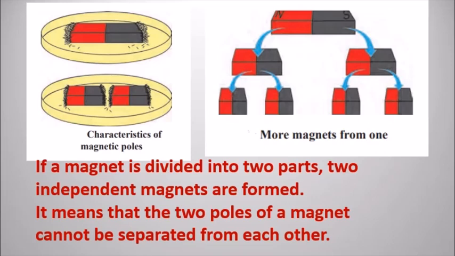If a magnet is divided into many parts, for example, a bar magnet divided into two parts, two independent magnets are formed. Earlier we had one, and after dividing, two magnets are formed. So you can say that the poles of a magnet can never be separated. You cannot ever separate the north and south pole. Even if you cut the magnet, each small part will have both its north and south poles.